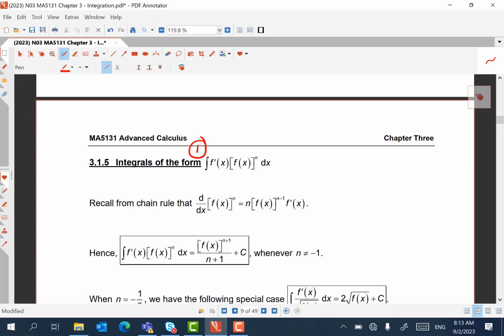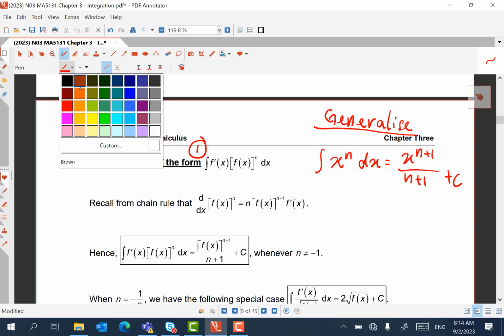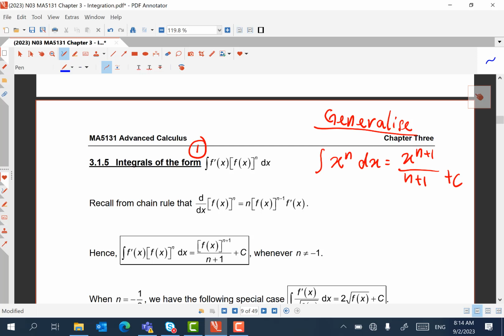This is the simplest formula. Actually, this formula came from this formula, and what I simply did was, I so-called generalized this formula. You want to learn how to generalize a formula. Let me show you how you go about generalizing a formula. To generalize a formula, all you need to do is to replace the x with f(x).